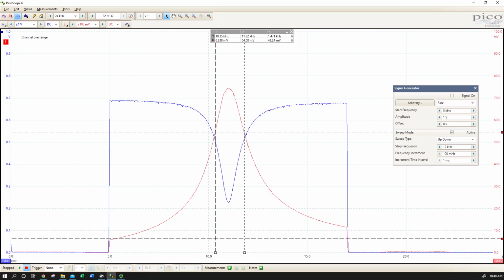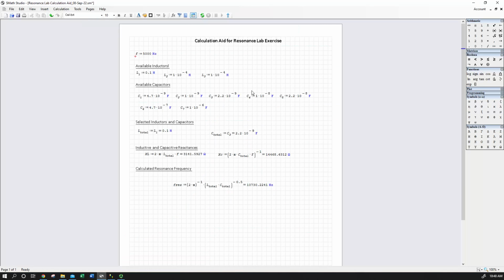So this concludes our quick demo on use of our Picoscope and calculators to evaluate resonance in a series resonant circuit. So just as a quick recap, what did we do? We started with our calculation sheet. We gave ourselves a selection of components. We calculated total inductance and capacitance. Of course, had we wanted some intermediate value, remember you can always add things in series and parallel to get values that you may not have in your component box.